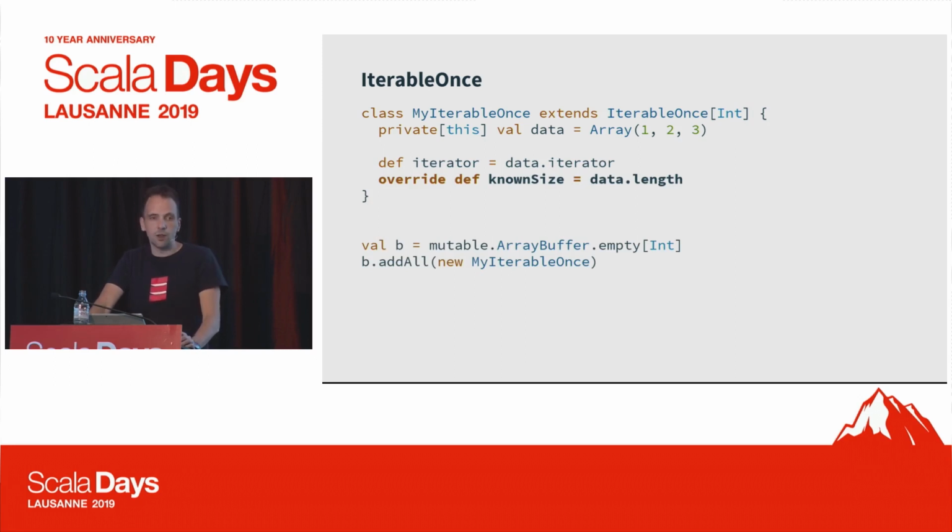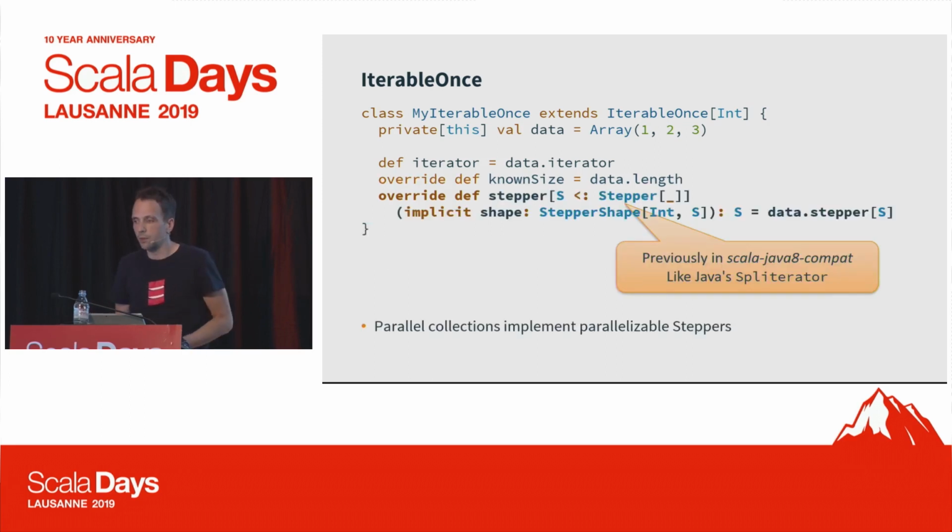One is to override knownSize, if you do know the size, because it can be used to optimize certain collection operations. If you look at the bottom, there's this example where I'm creating an ArrayBuffer and then adding an instance of an IterableOnce. For 3 elements, it doesn't really make a difference, but if you have a lot of data in there, the ArrayBuffer may have to regrow several times in order to fit all the data. But if you override knownSize, then it will pre-allocate that correct size.